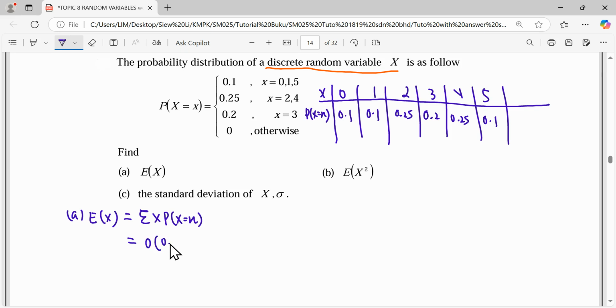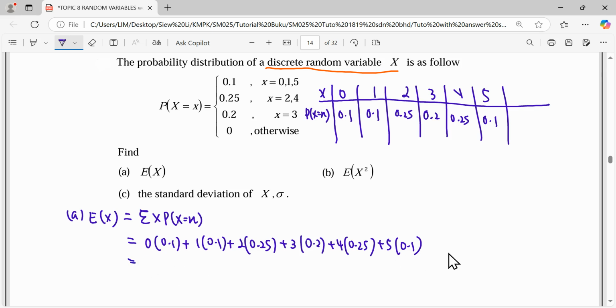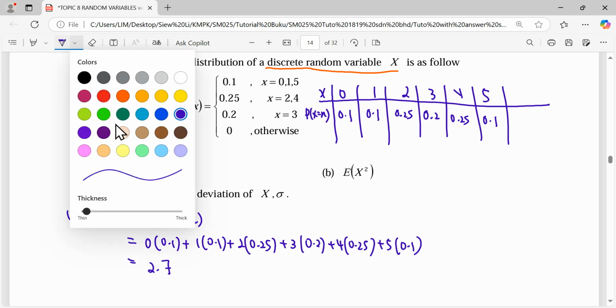So it will be 0 times 0.1 plus 1 times 0.1 plus 2 times 0.25 and then plus 3 times 0.2 and then 4 times 0.25 and then 5 times 0.1. So all the x are multiplied with the probability, and we just press the calculator for this, total up, and we can get 2.7. Then we move on to another part.